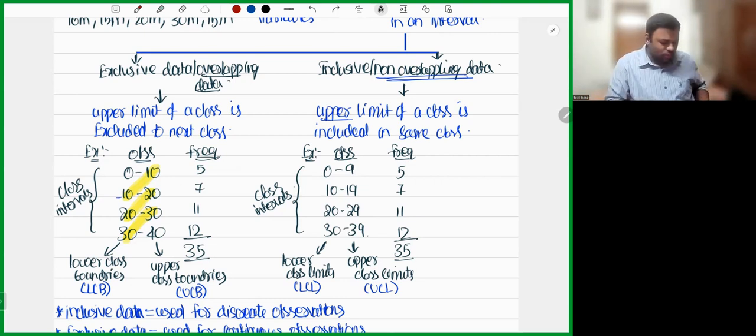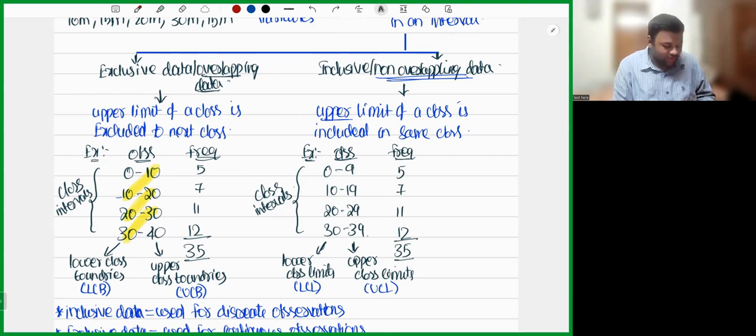Now, let me explain what the difference is between inclusive and exclusive data, and how they are developed. In our entire statistics, we don't use inclusive data. The only thing we use is exclusive data. It's quite simple, sir. See inclusive data: if I say 9.5, where will you record 9.5 in inclusive data? Is there any place to record 9.5? No, there is no place to record 9.5 in inclusive data. That's the reason we always use exclusive data.